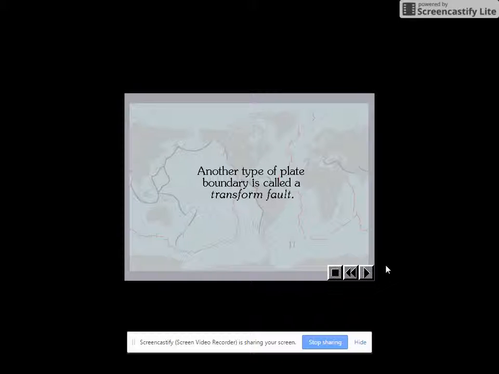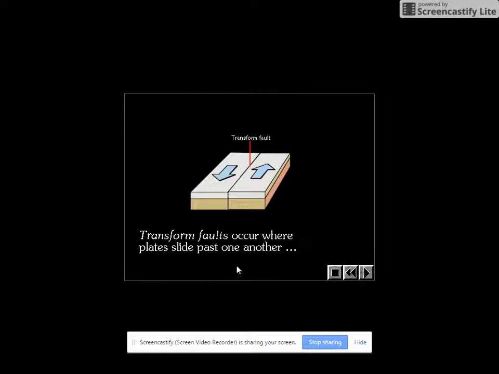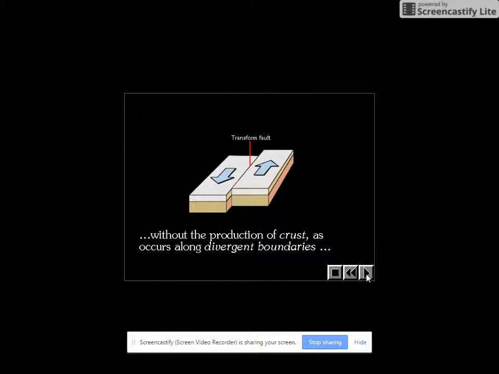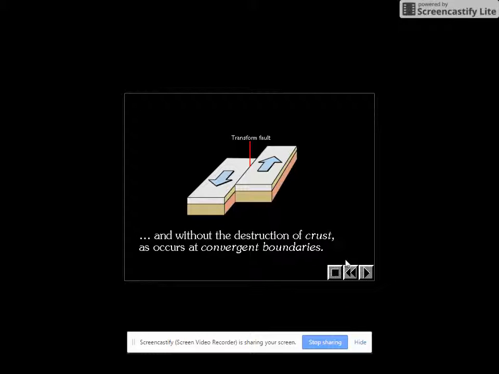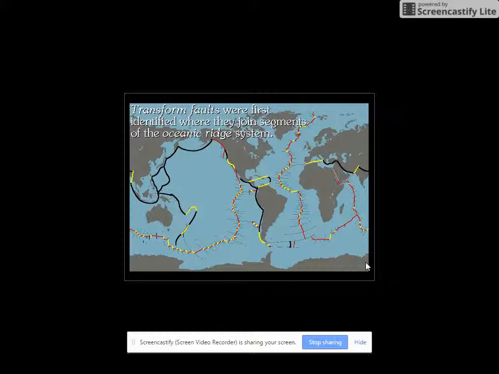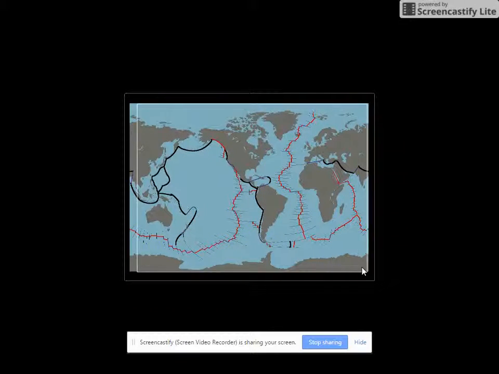Transform fault boundaries. Another type of plate boundary is called a transform fault. At a transform fault, the plates will slide past each other, and notice nothing is created, nothing is destroyed here. At a divergent boundary, crust is created. At a convergent boundary, which we haven't talked about yet, we'll have crust being so-called destroyed. But here, none of that happens. Here's some places where you have some transform faults. This one right here is a very famous transform fault called the San Andreas Fault.